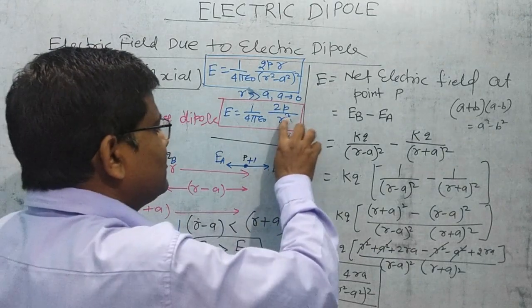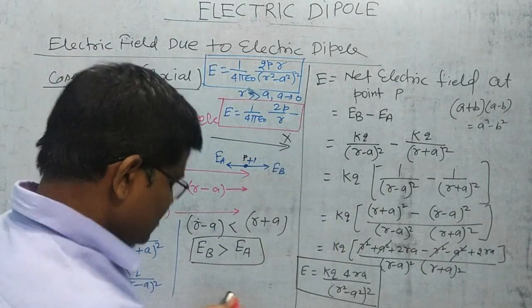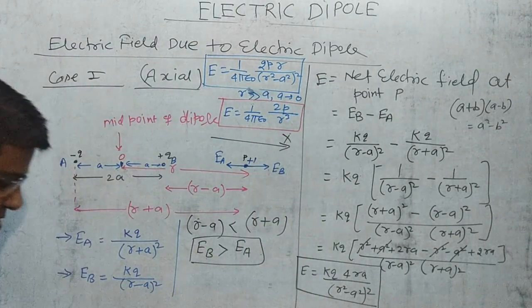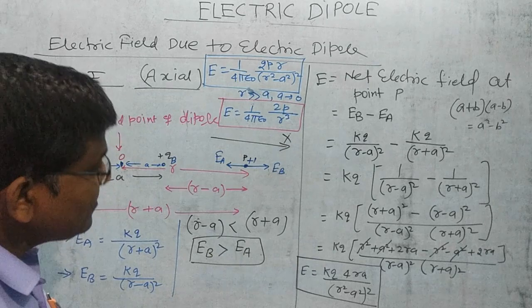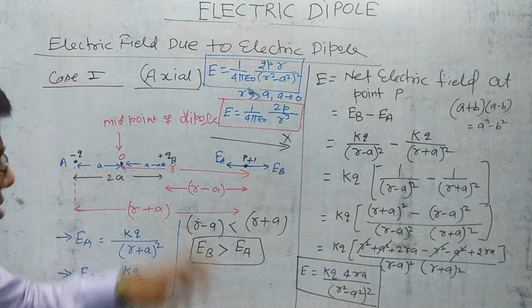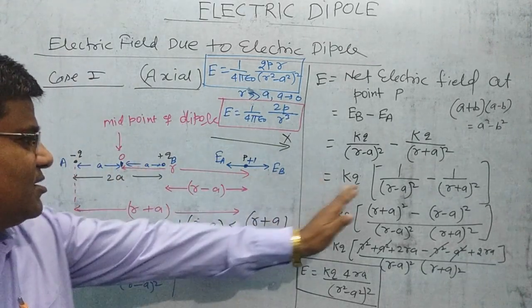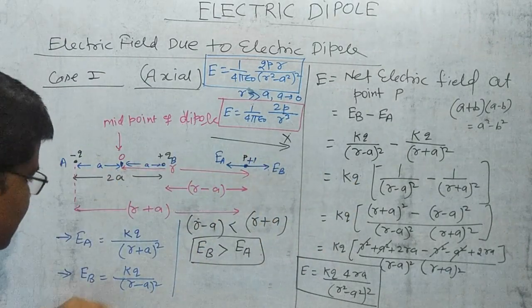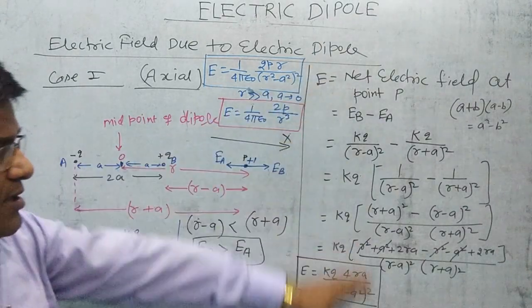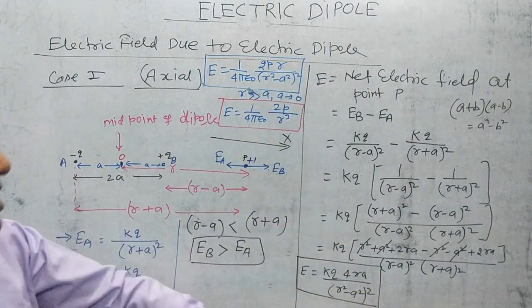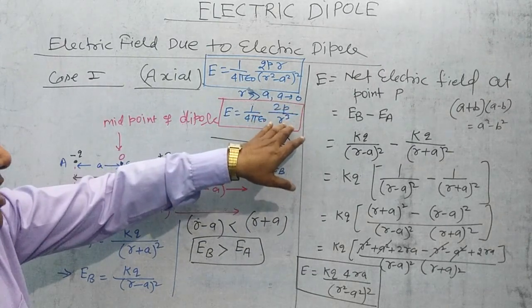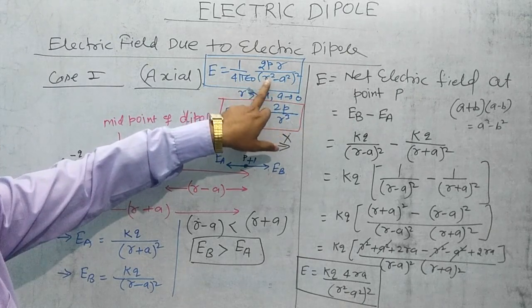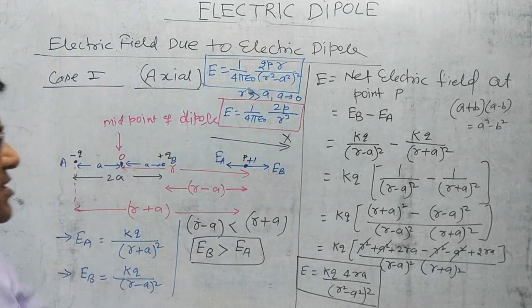This format is R cube. Denominator is R cube. This format is used very much. Once again, electric field at point P is towards OX EB, opposite to OX EA, EB greater than EA. That's why just subtracting the two, we get 2p by R cube. Here A is 0, means this one is 0. R square, R4 and R cancel, then R cube.